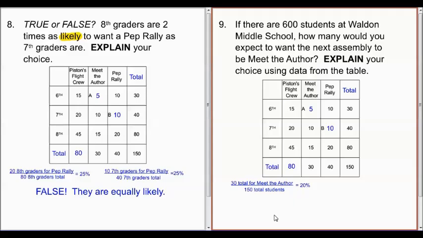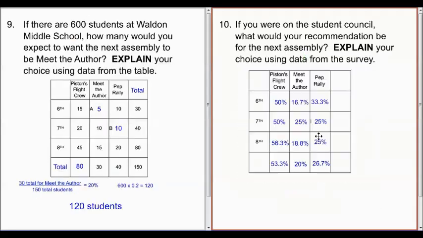It's probably more than we need to do, but we have 30 total that want to meet the author, and there's 150 total students. That's 20% of the students that we surveyed that want meet the author. All right. So if I take those 600 total students and I multiply by 20%, that gives me 120 students that I would assume would want meet the author. Again, this might not be completely accurate because it's a slightly different percentage for each one. Let's look at this next table. I'll show you what I mean.